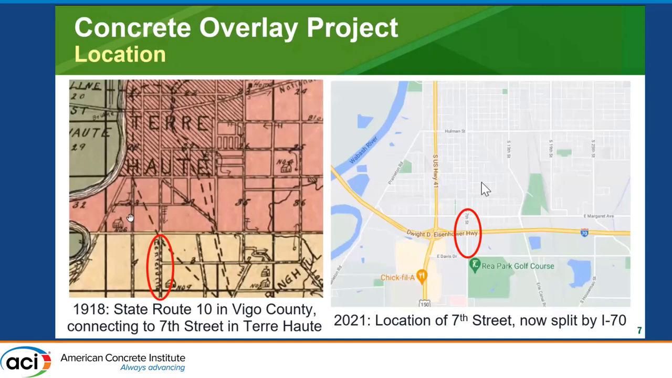This particular segment of State Route 10 was located just outside of Terre Haute. The left-hand photo shows where it's located, which would be the extension of 7th Street in Terre Haute. It was a part that was really in far worse condition than some of the other segments of the roadway, so there was a need to do something to get that segment back up to a higher level of condition. The right-hand photo shows where it's located today. The existing project obviously is not still there, but this segment was located on 7th Street, which is now split by Interstate 70 that came through Terre Haute in the 1960s.